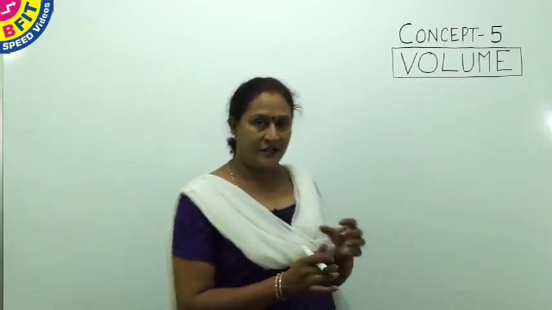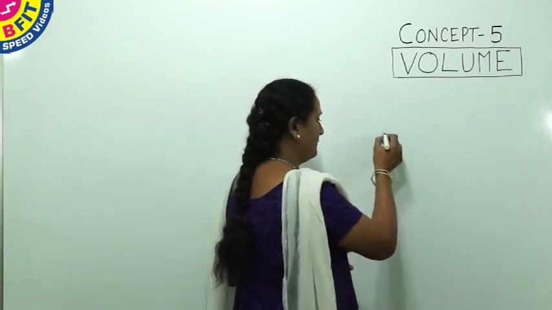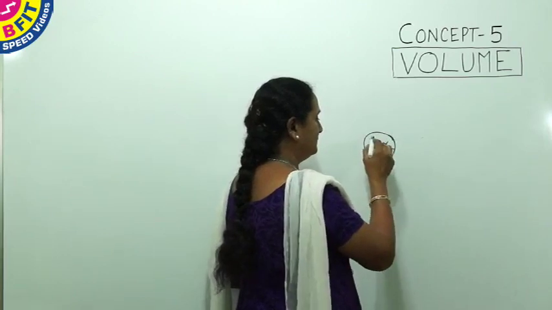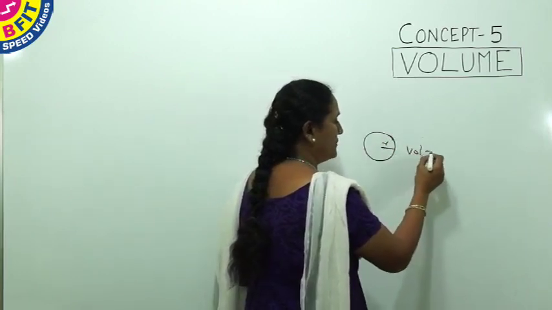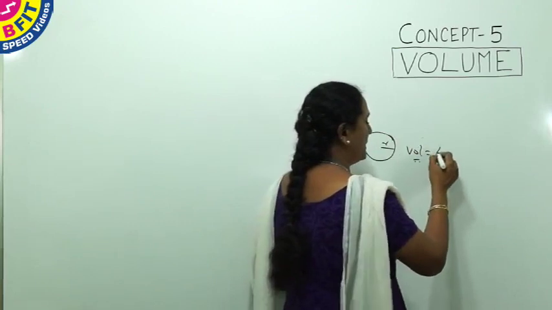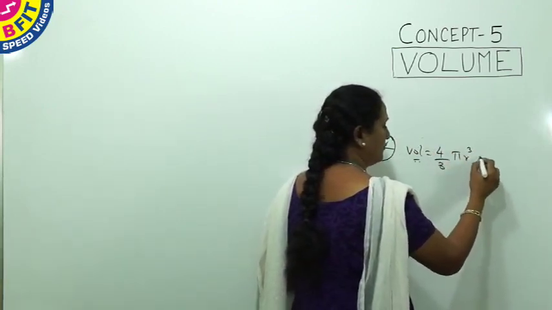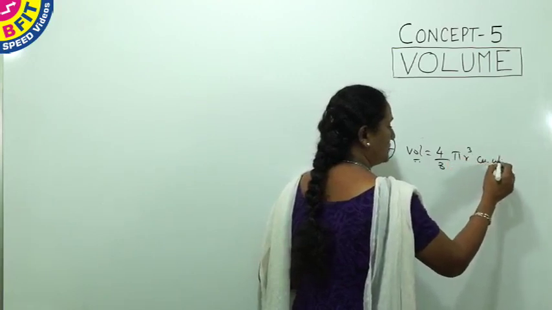A sphere is a 3-dimensional shape with the given radius r. Now what is the volume of a sphere? That is 4/3 pi r cube, cubic units.